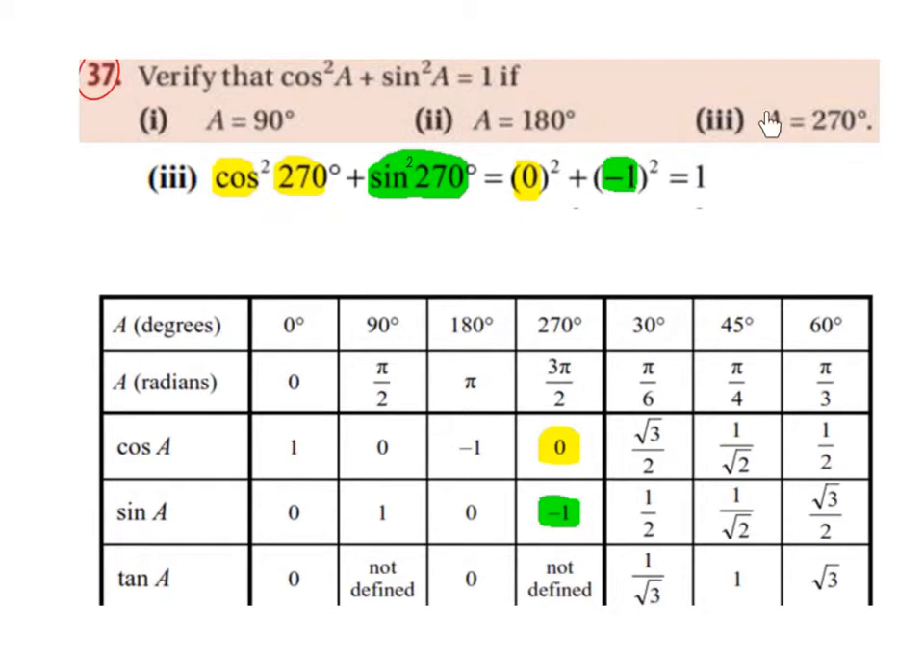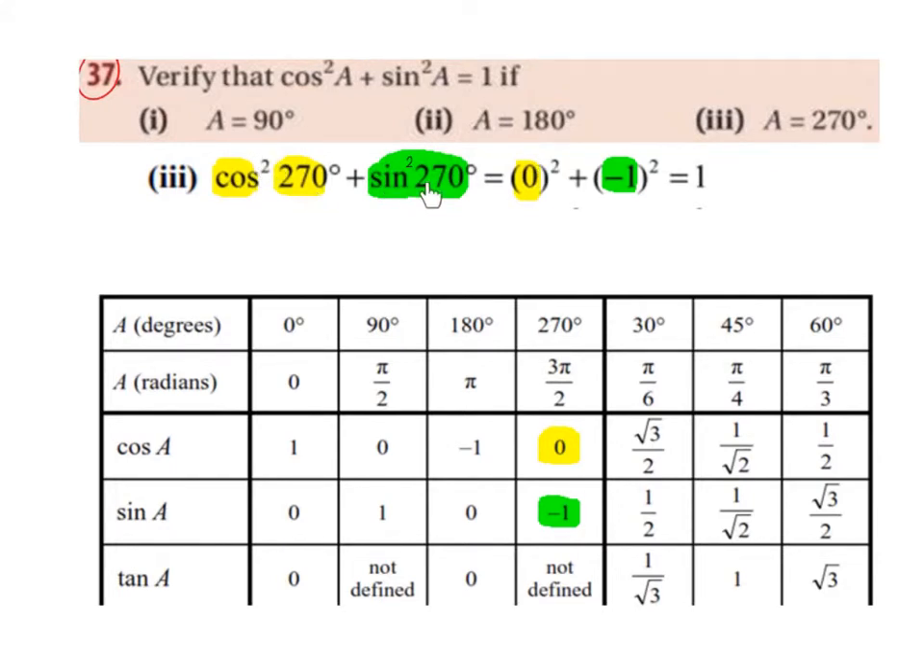So now let's try a equal to 270 degrees. So cos squared a becomes cos squared 270 degrees, and sine squared a becomes sine squared 270 degrees. Cos of 270, we go to cos, we go across, we go to 270, we go down, we get to 0. So cos of 270 degrees is 0. So cos squared 270 is going to be 0 squared.